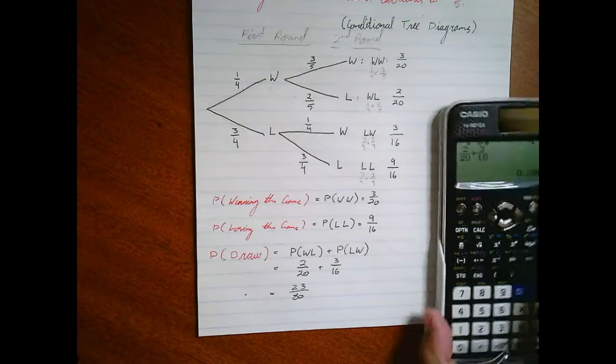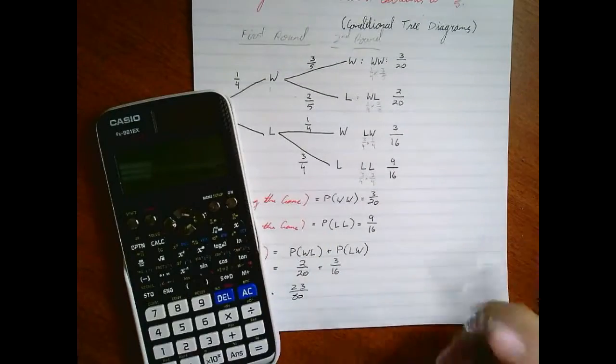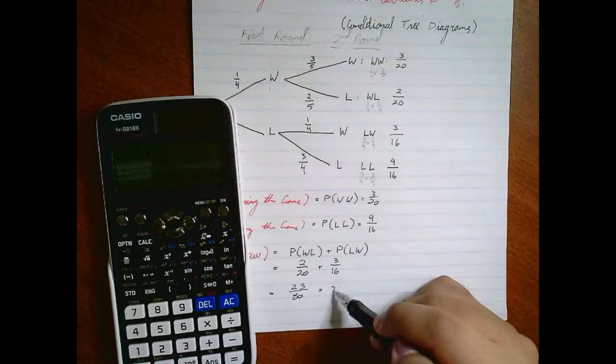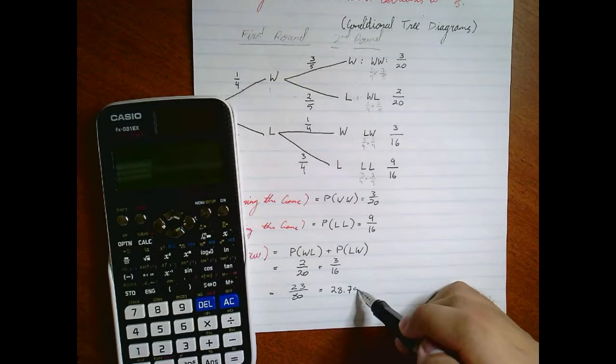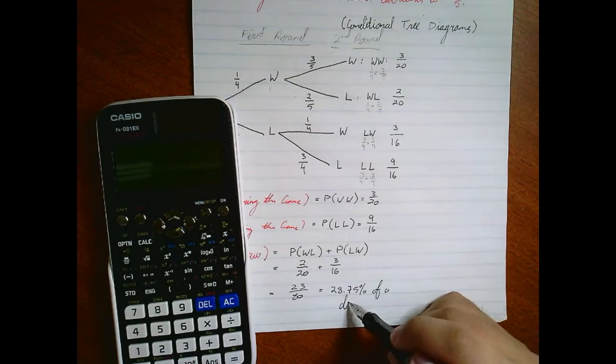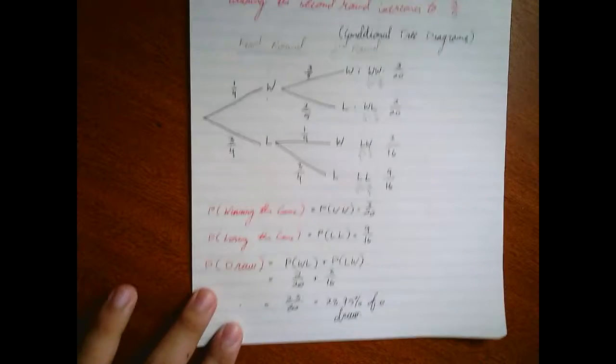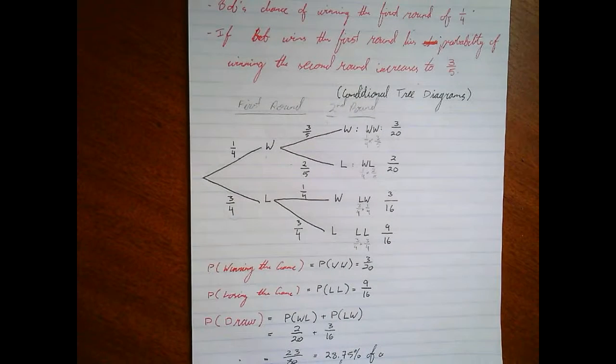So if we write that as a percentage, that is the same as a 28.75% chance of a draw. That concludes conditional tree diagrams.